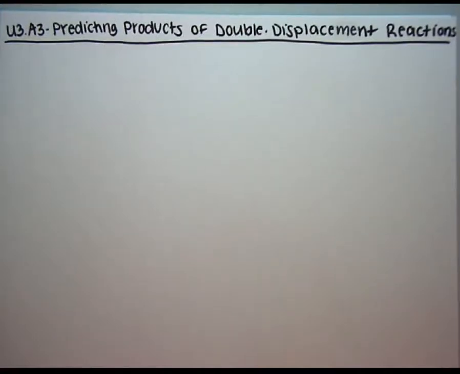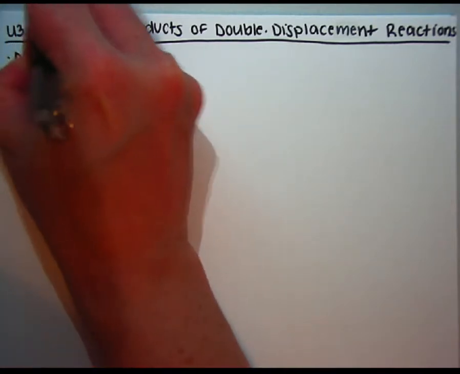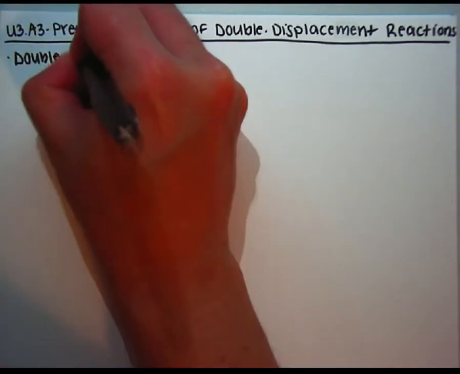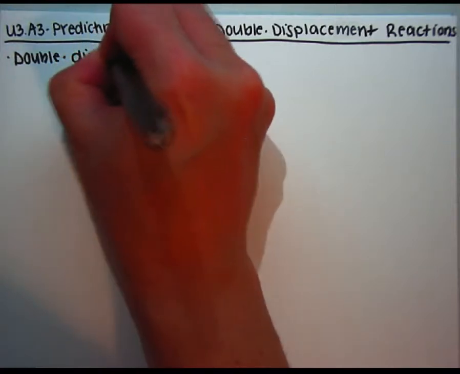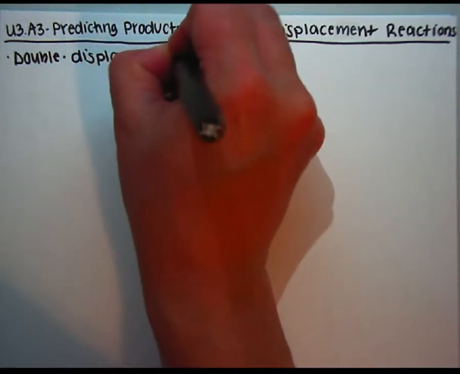In this lesson, we're going to go over how to predict products of double displacement reactions. So first we're going to talk about what a double displacement reaction is, and then next we are going to predict products. So that means I will give you the reactants, the left side of the arrow, and you have to predict what would be on the right side. You also need to be able to classify reactions. So if I give you a list of reactions, you should be able to tell me which ones are double displacements.